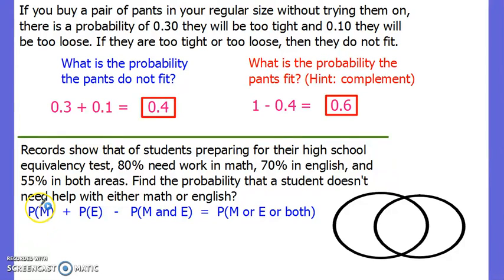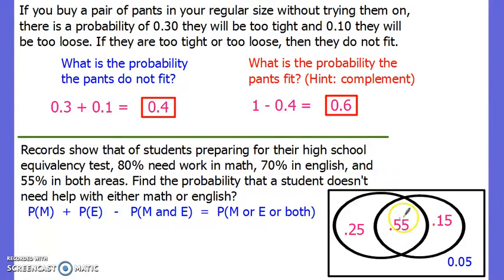The probability of needing help in math plus the probability of needing help in English minus the probability of needing help in both subjects, right? Needing help both ways would be equal to the probability of math or English or both. Okay? But we need to subtract that intersection because, again, 55% of both areas, essentially that 0.55, falls into both categories. And we can't double count, right? If all we did was add them up, well, we would be saying that 150% of people need help in math or English. And that just wouldn't make any sense because we have that huge crossover in the middle.